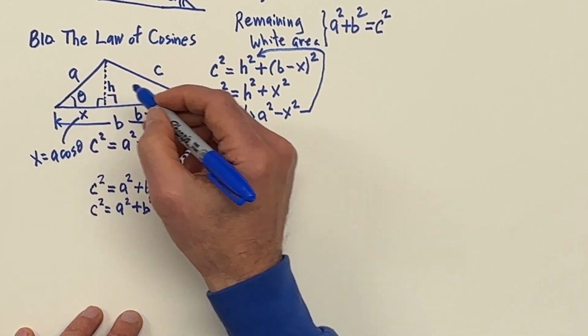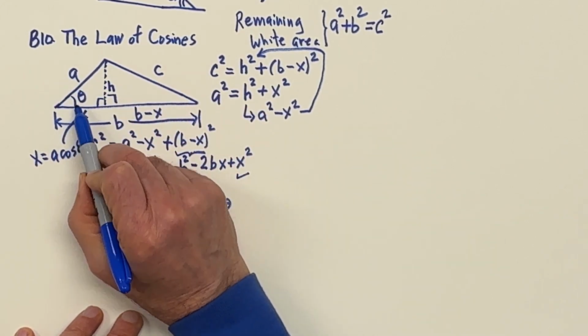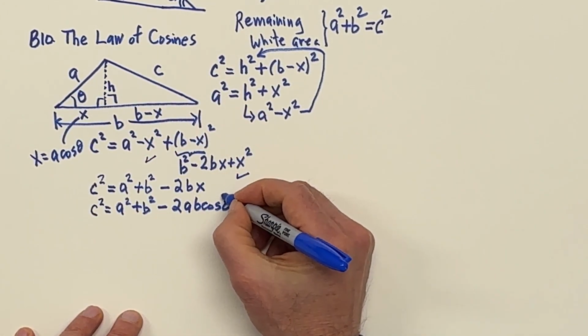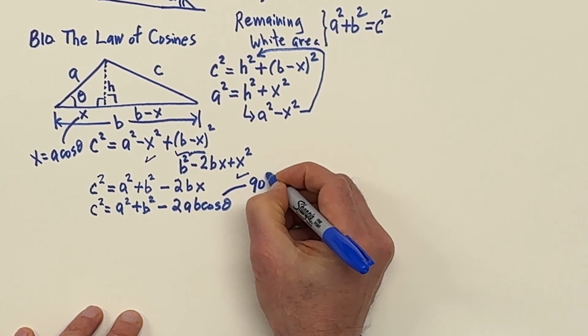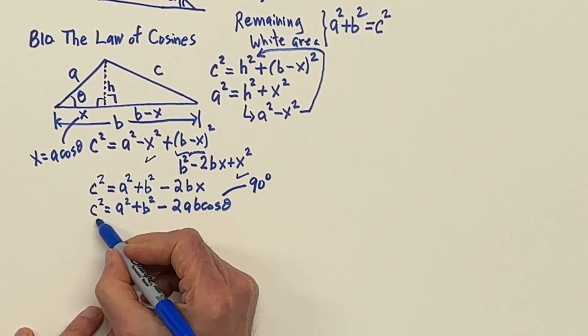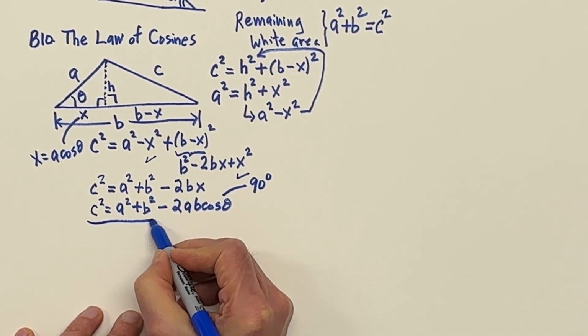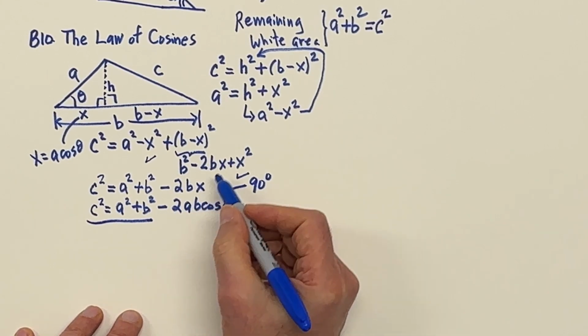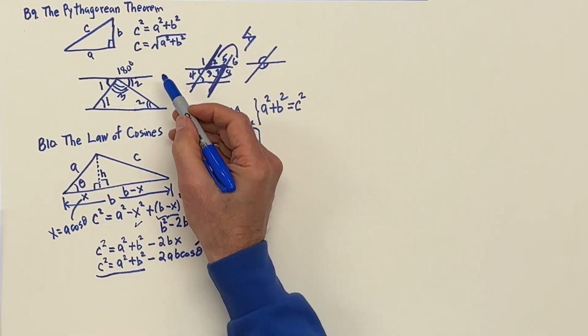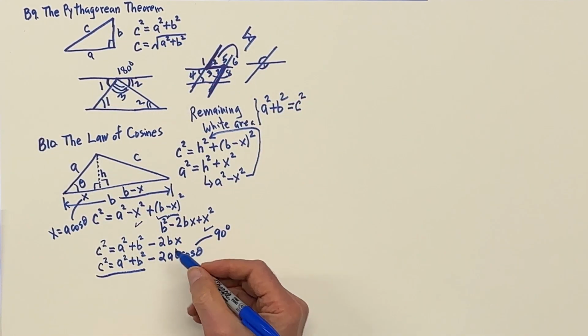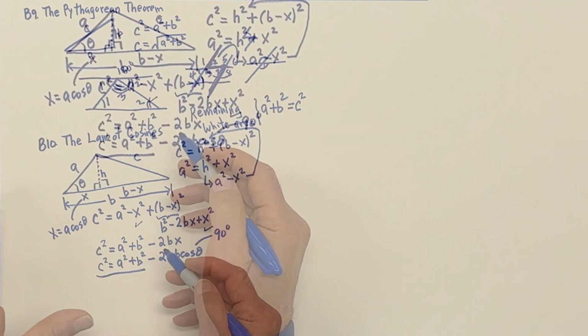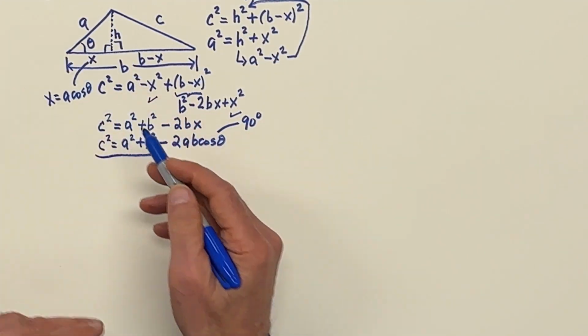And if that angle should get bigger and bigger, so it's 90 degrees, then the cosine of 90 is 0. And you then have just this part, which is the Pythagorean theorem. So it reduces, because the Pythagorean theorem applies to right triangles.